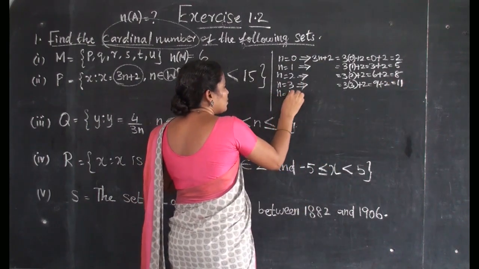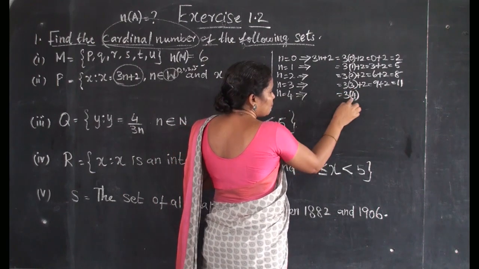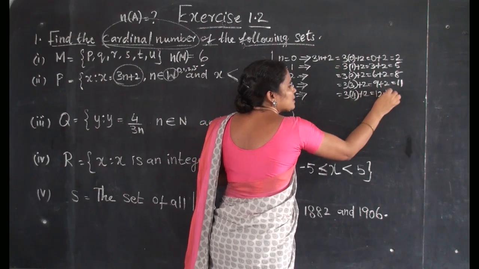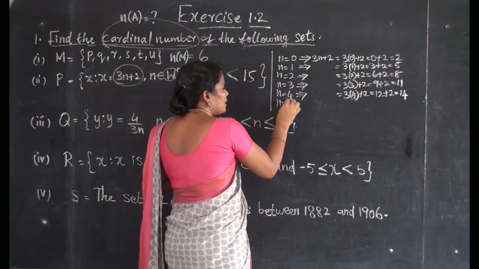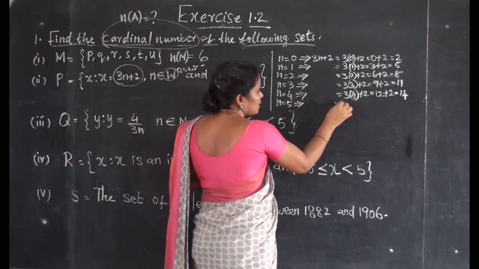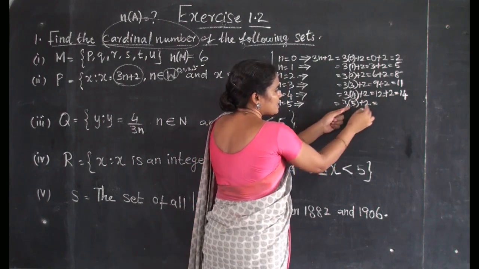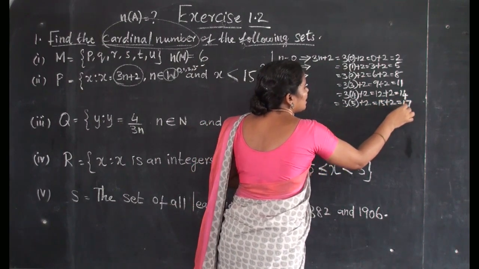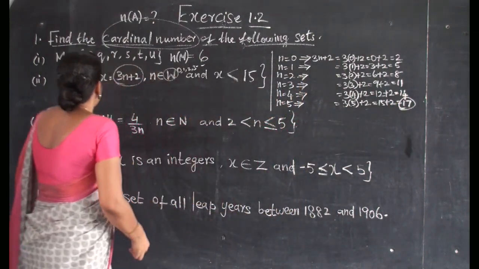And n is equal to 4: 3 into 4 plus 2, 3 4s are 12, 12 plus 2 is equal to 14. n is equal to 5: 3 5s are 15, 15 plus 2 is equal to 17, which is more than 15. So we can stop here.